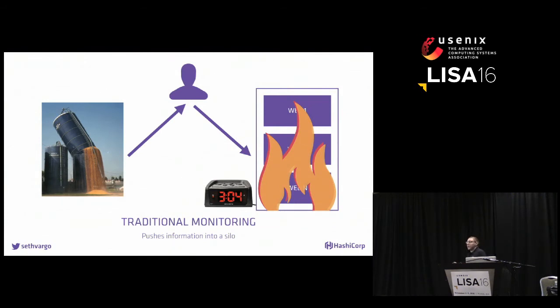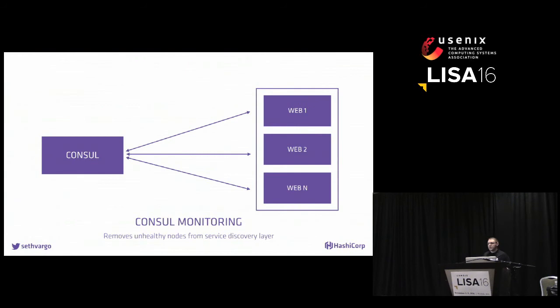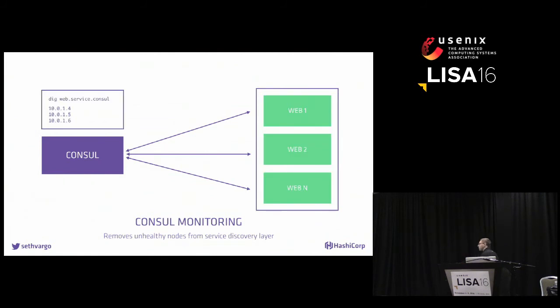And wouldn't it be great if that could wait until morning or never interrupt you because your infrastructure can self-heal? And with Consul, that's possible. Because with Consul, you'll notice these arrows here are bidirectional. Consul is pushing data to the nodes, and the nodes are pushing data to Consul. Consul removes unhealthy nodes from the service discovery layer. So if all the nodes are healthy, they get returned from the result. The kernel is doing DNS routing, your app is doing DNS routing. If one of them becomes unhealthy, it gets removed from that list.